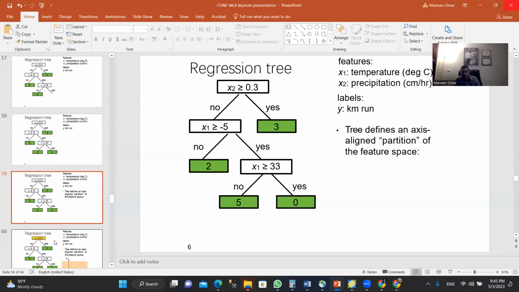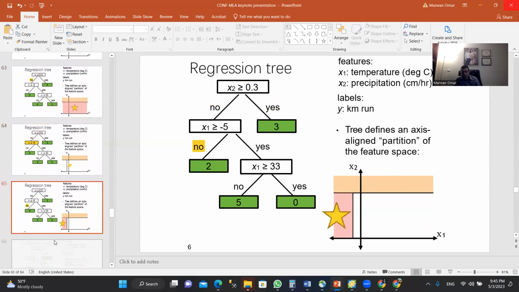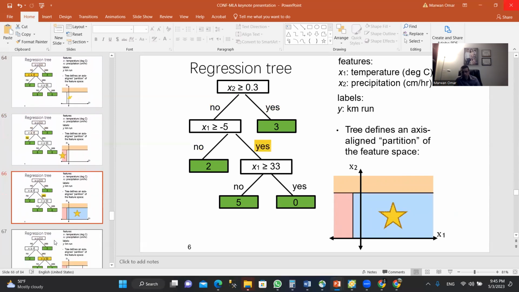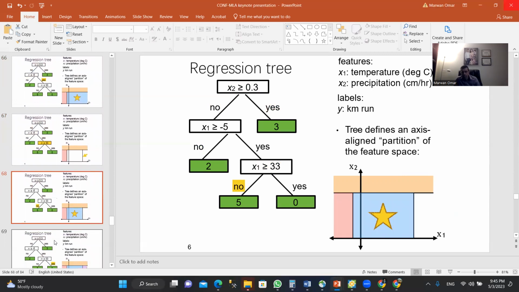So the tree defines an axis-aligned partition of the feature space. So we have x1 and x2, and we have a star here, and we have to check all these dimensions, whether or not the value is yes or no. So here, if x1 is greater than or equal to 33, then the person might run 5 kilometers. Otherwise, the person will run 0 kilometers.